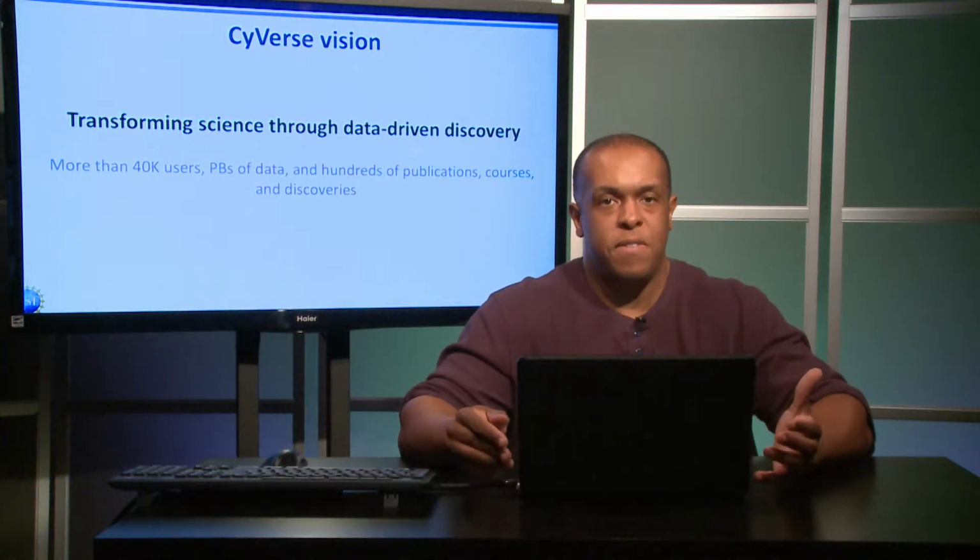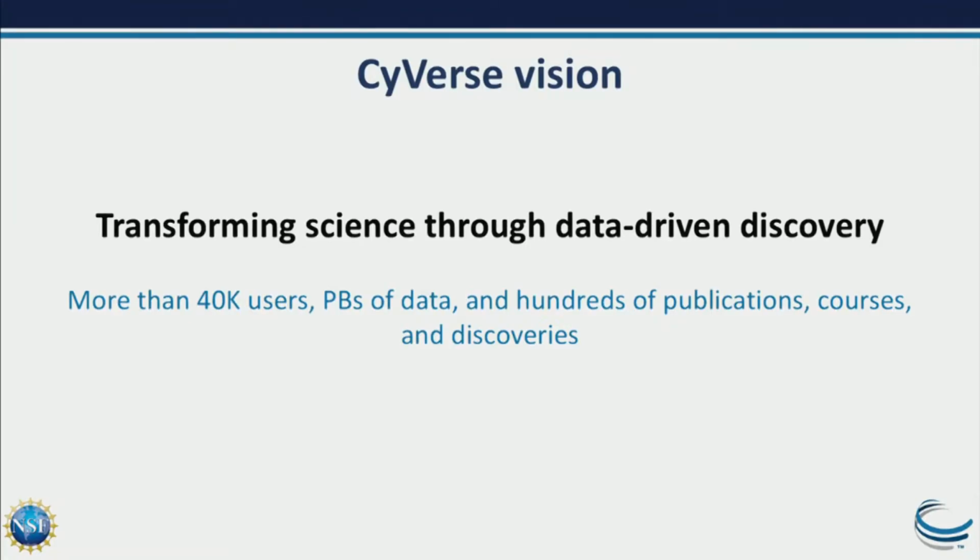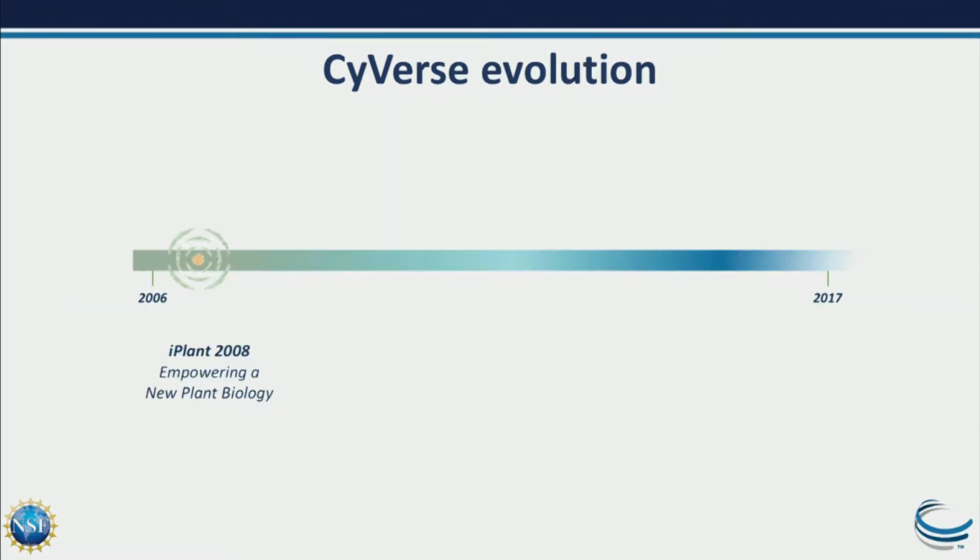The vision for CyVerse as a project is what we call transforming science through data-driven discovery. As a project, we've got more than 40,000 users, petabytes of data, and there have been hundreds of publications and courses and discoveries that have been enabled by the infrastructure that you have access to. The project itself actually began under a different name called the iPlant Collaborative, and that was funded in 2008 with the goal of empowering a new plant biology.